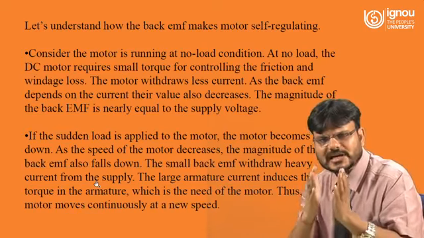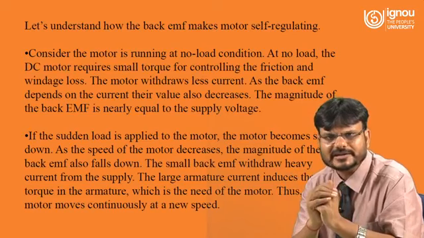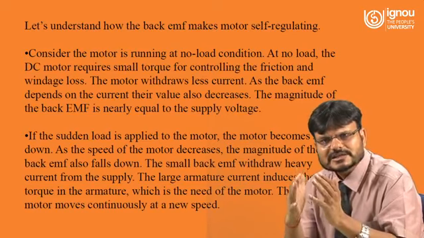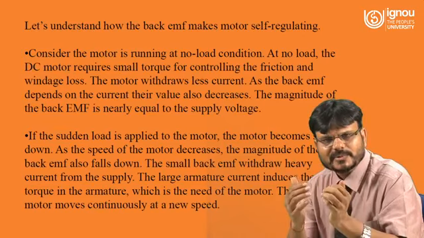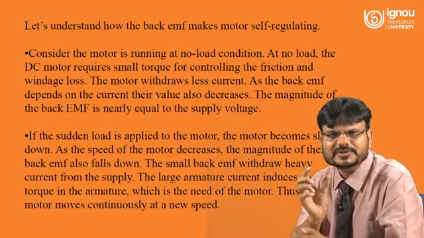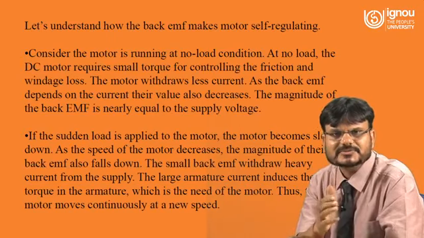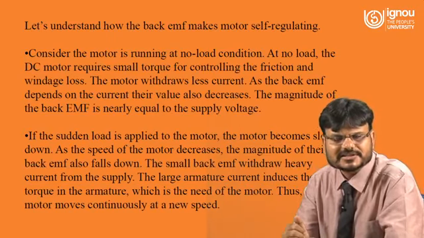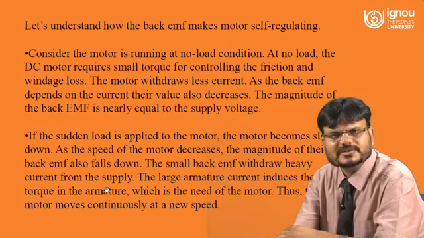How? Because I is equal to what? I equal to V minus Eb upon Ra. So the speed is decreasing, which means the value of back EMF is decreasing. If the back EMF is decreasing, V minus Eb is increasing. If V minus Eb is increasing, the armature current is increasing. So the small back EMF draws heavy current from the supply.